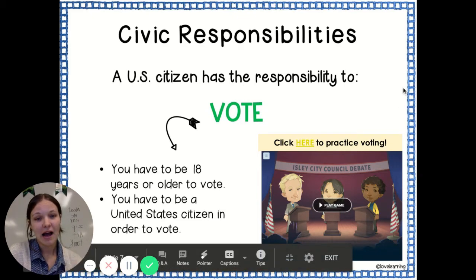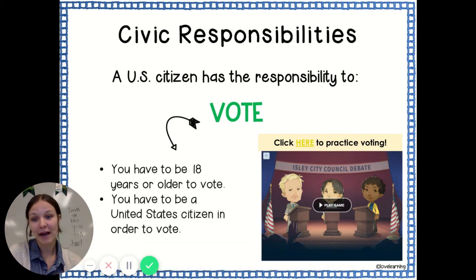And there's a little game right here that you can click on. It's really cool. Just click on the link and you can practice voting, which is very cool because we have our presidential election coming up in November. So you'll get a little taste of what maybe your parents and some of your adult relatives will be doing this November.